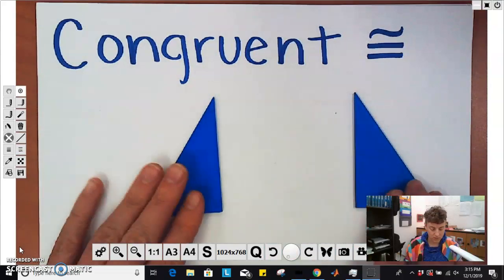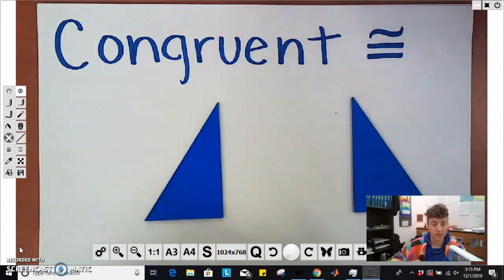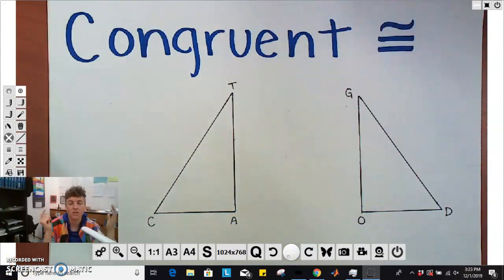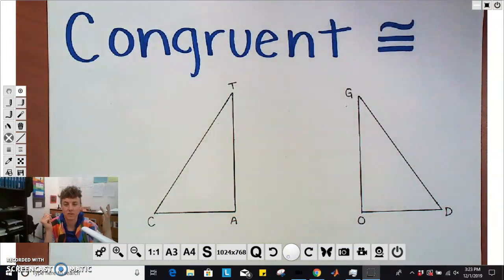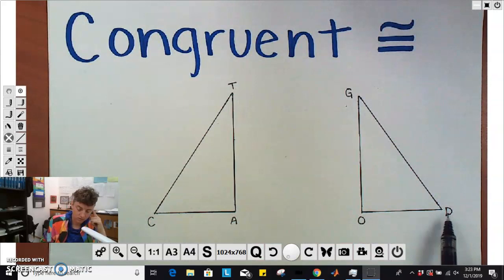All right, so we have these congruent triangles. They are identical in form. Let's draw them and give them a name, shall we? All right, so we've got angled cat. Not angle, triangle cat. Triangle cat. And triangle dog.